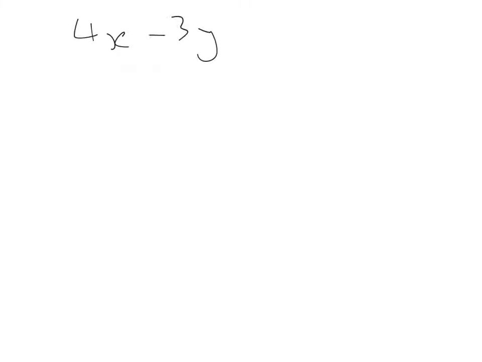Okay, the last type that you might get with this, you might get something like 4x minus 3y equals 1. And you might get 6x plus 12y equals 18.